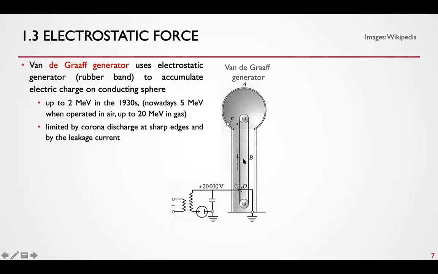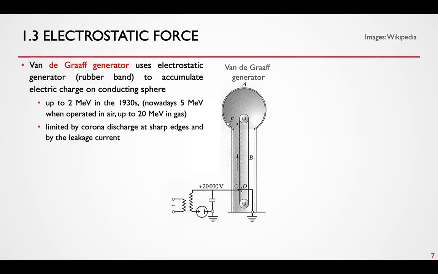So there's a rotating rubber band, and there are metal brushes here and here. It accumulates electric charge at this top dome. And that works up to 2 MeV, nowadays up to 5 MeV. These Van de Graaff generators are partially still in operation for low energy experiments and for outreach activities.